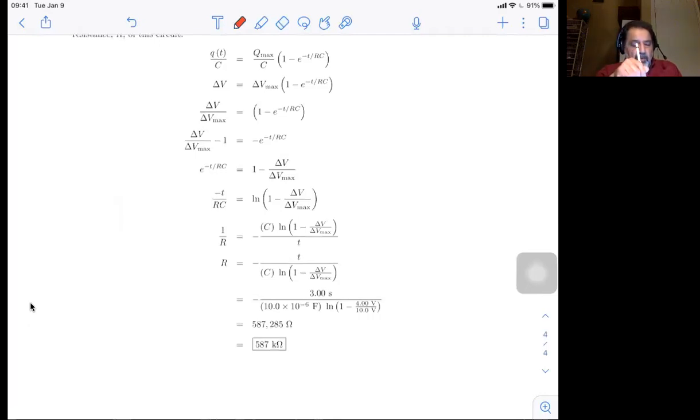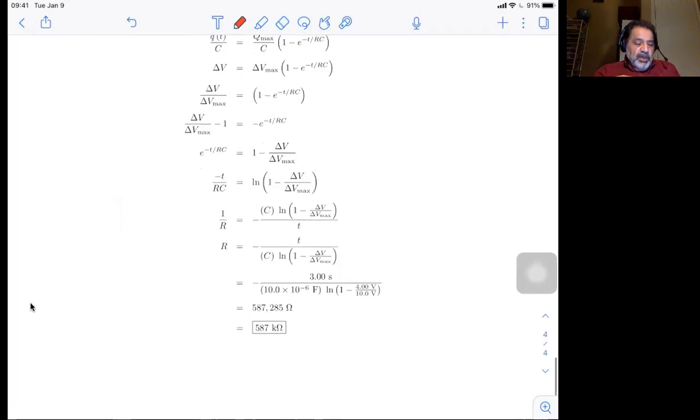And we're multiplying both sides by C over minus t, and we're left with 1 over R equals negative C times the natural logarithm of 1 minus delta V over delta V max divided by t. We take the reciprocal of both sides, R equals minus t over C natural log of 1 minus delta V over delta V max. Now, all we've done is set up the equation that we're going to use to finally plug in values. And that's what we're doing in here.